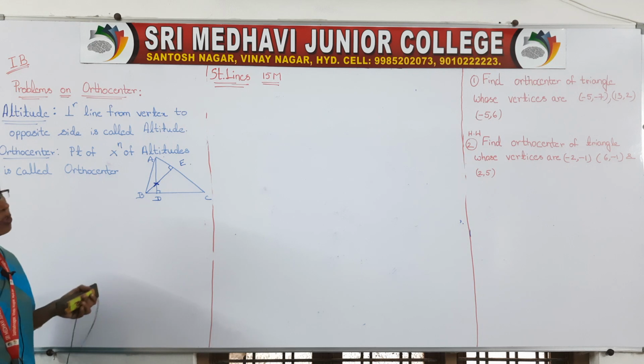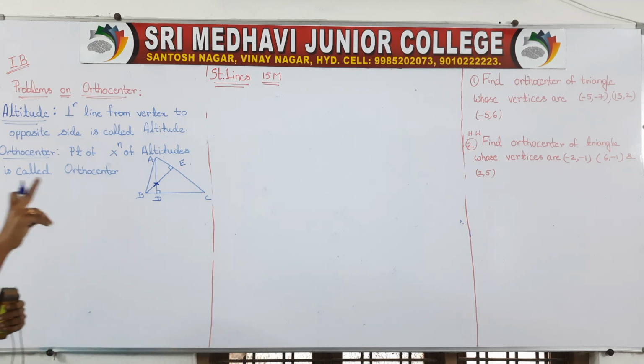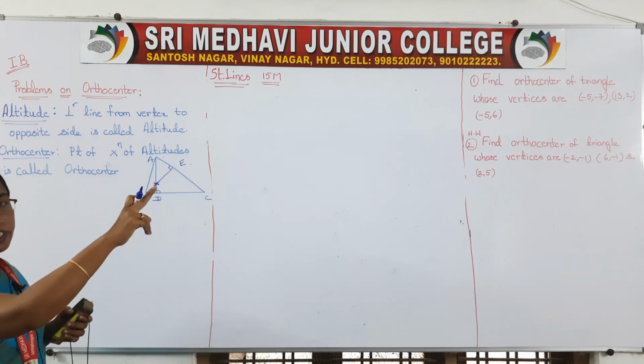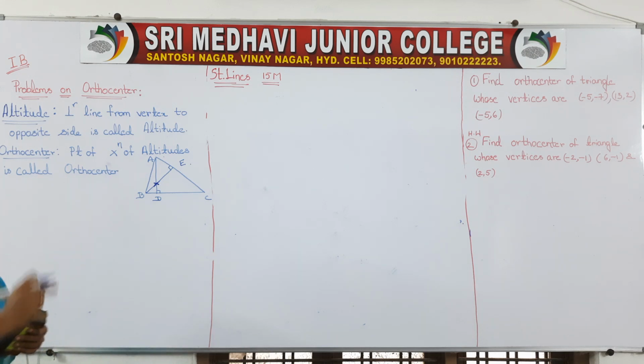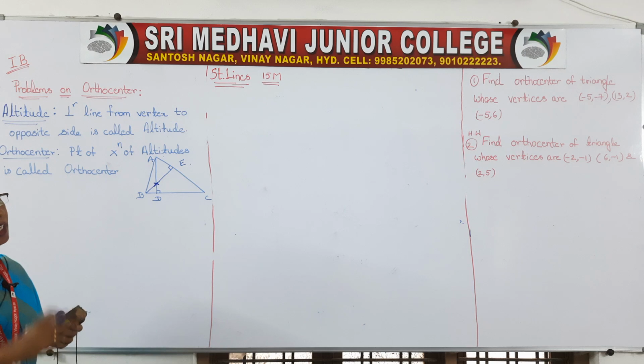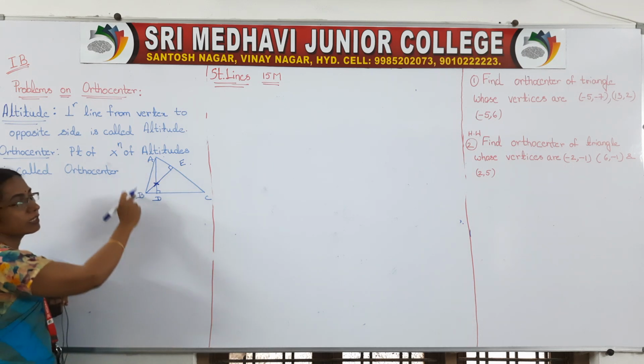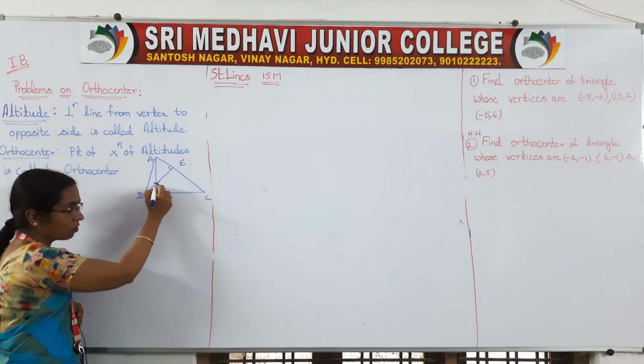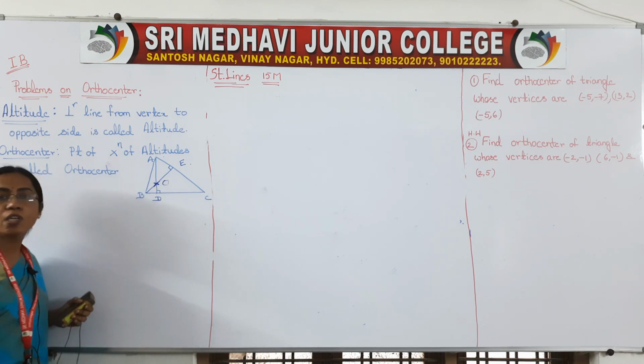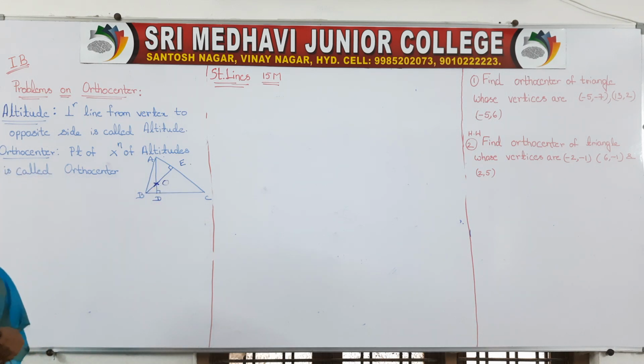So now come to the question. Find the orthocenter of the triangle whose vertices are given. See, the question is there on the board, so try to read the question. Find the orthocenter of the triangle whose vertices are given to you. So A, B, C are given to you, and you have to find this orthocenter. Okay, so how will we find this orthocenter?